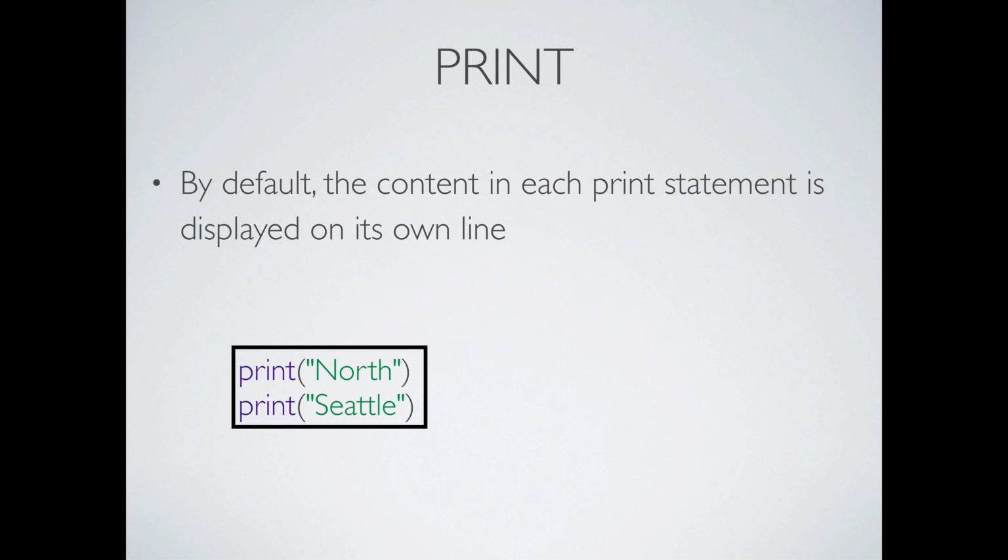So in this example, we have two print statements. Something that's pretty cool about print is once you do a print, anything within that print statement will be on its own line when it's displayed. So in this example, we have two things that we're printing. We're printing North and we're printing Seattle, and we're printing them using two different print statements. Because of that, when you run this code, on the screen you'll get North and then on a new line Seattle. So by default, the content in each print statement is displayed on its own line, which again, is for convenience. It's pretty cool that it does that.